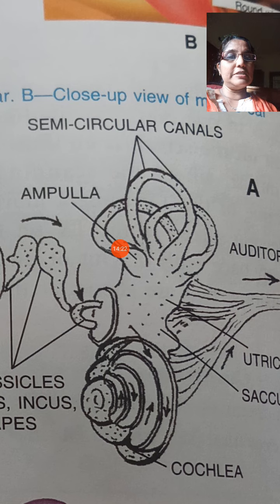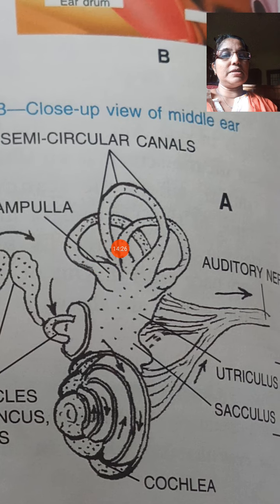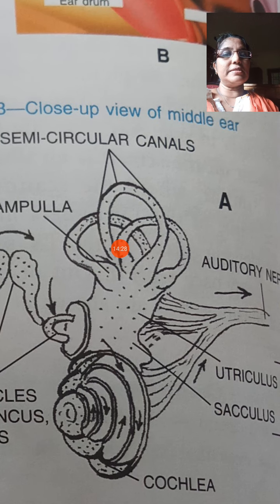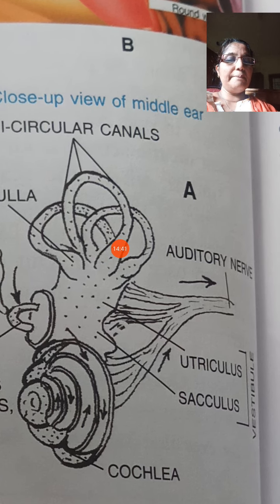Certain vibrations will be there inside this liquid. So the semicircular canal can sense those vibrations for dynamic balance. When a person moves, the movement of the liquid in the semicircular canal is sensed by certain sensory nerve cells that are there for sensing the balance of the body.